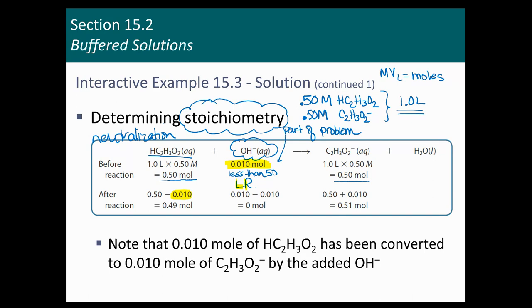And I put LR for limiting reagent. So let's think about, if I start off with 0.50 moles of weak acid and 0.010 moles of strong base is neutralized, you're going to end up with 0.49 moles of weak acid. The strong base is completely neutralized because that's the limiting reagent. And then you're going to make 0.010 moles. So you're going to end up with 0.51 of the base because you started with 0.5 and you're going to add on an additional 0.010.